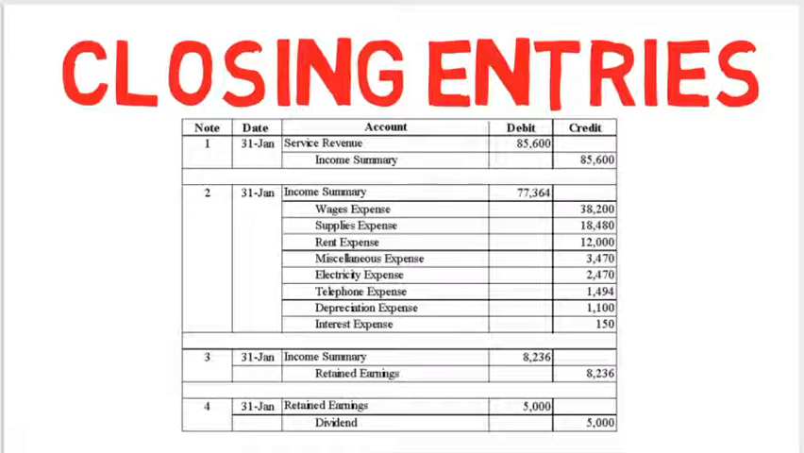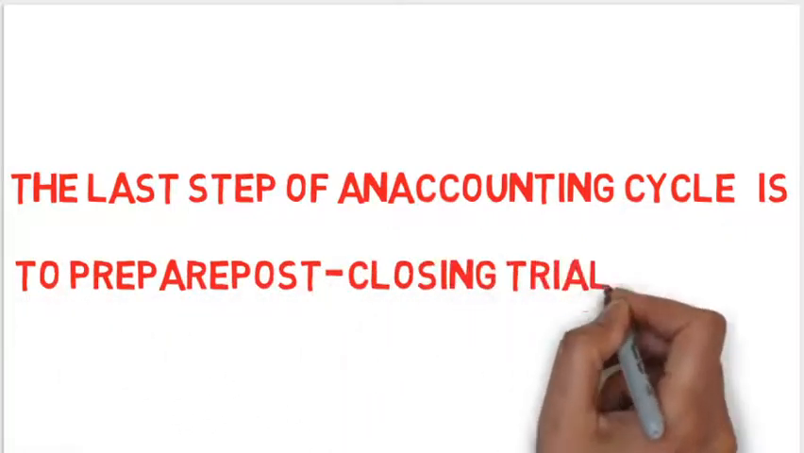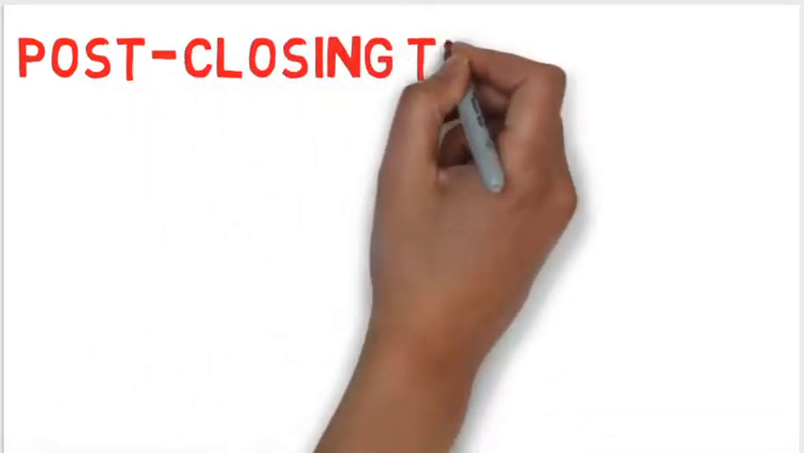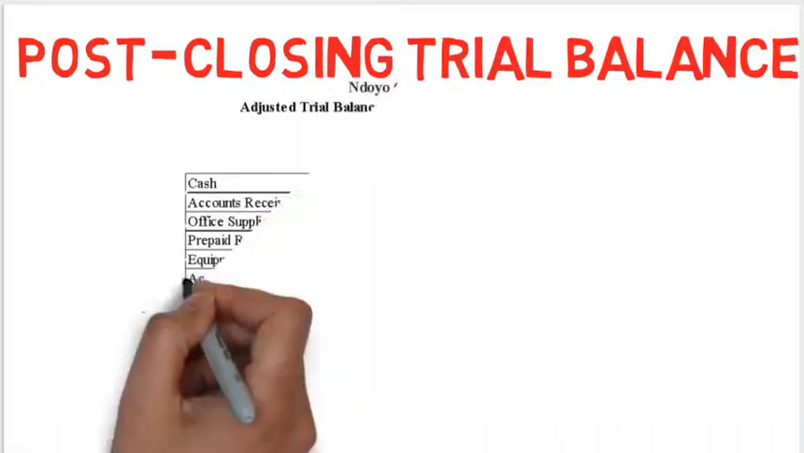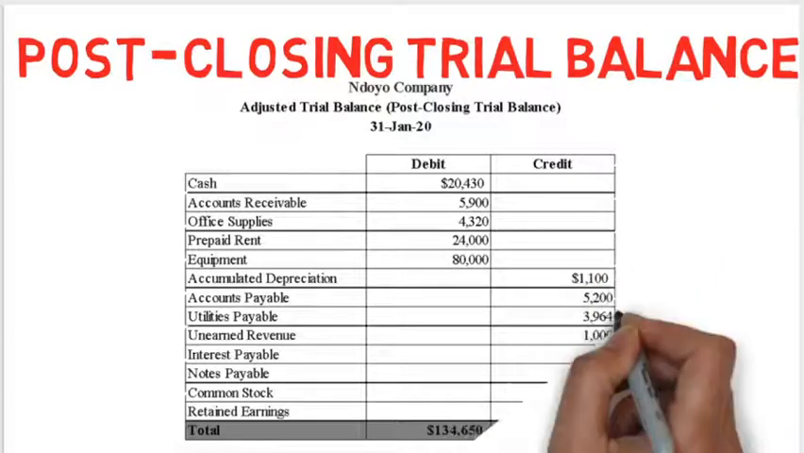Fourth, the last closing entry transfers the dividend or withdrawal account balance to the retained earnings account. Since dividend and withdrawal accounts are contra to the retained earnings account, they reduce the balance in the retained earnings. The last step of an accounting cycle is to prepare post-closing trial balance. Post-closing trial balance. A post-closing trial balance is a list of balances of ledger accounts prepared after closing entries have been passed and posted to the ledger accounts.